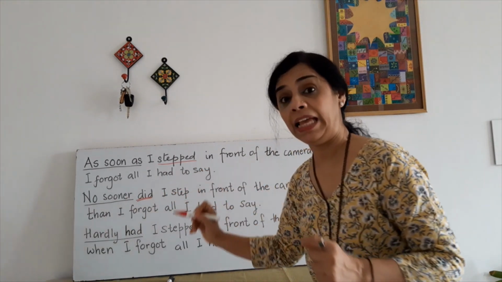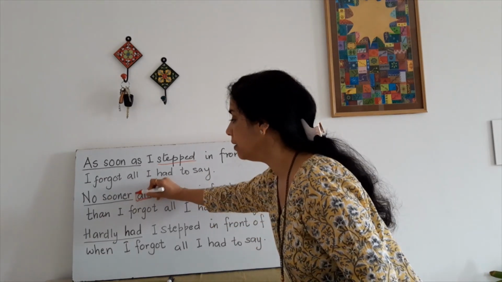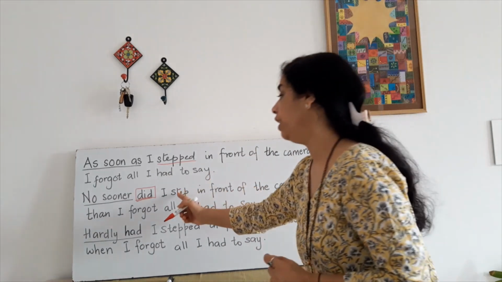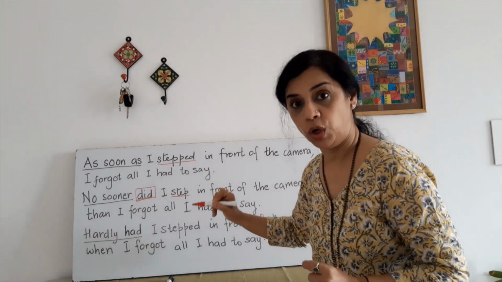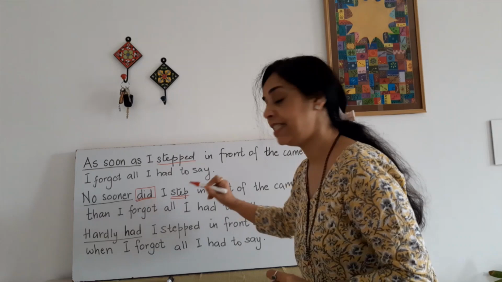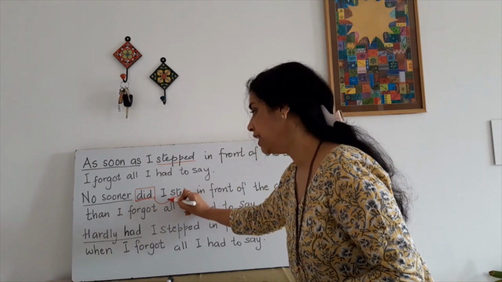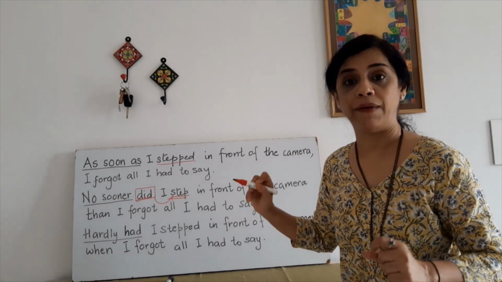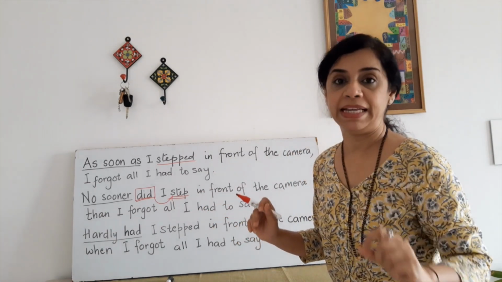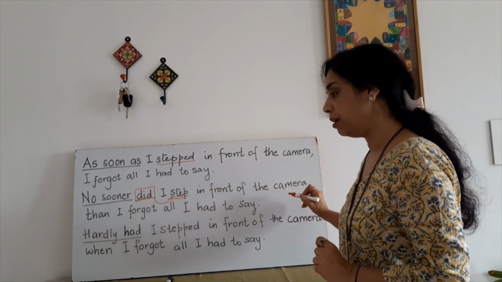Did I, but then you have to change the main verb. When you add the auxiliary verb did, you change this main verb to its base form. No sooner did I step, okay, with did. This is an important change that you have to do. Step, the main verb is in the base form. No sooner did I step in front of the camera.